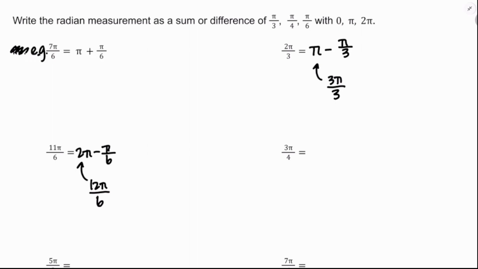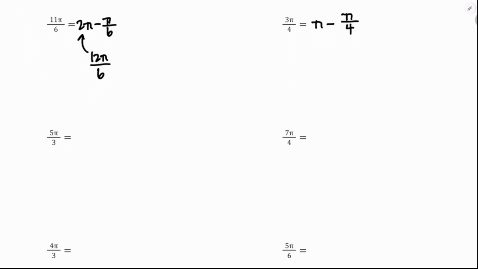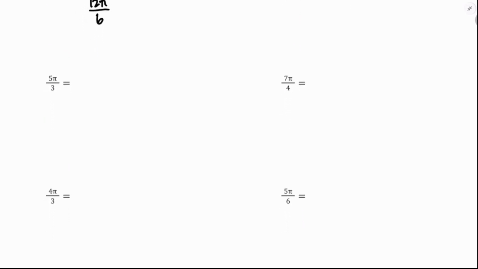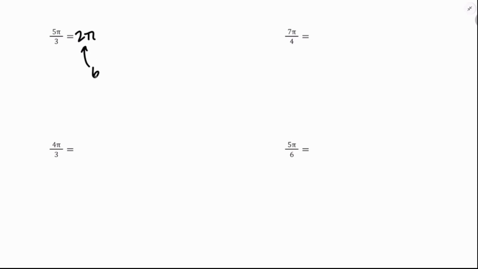3 pi over 4, that's 3/4, that's close to 1, so that's going to be 1 pi minus 1/4 of pi. Would give me 3/4. Okay, 5 pi over 3, let's see. You can go either way, especially if you're comfortable with the idea of 2 pi over 3. But since it's more than 1.5, it's going to be closer to 2, because 5/3 is 1 and 2/3. So I'm going to say we've got 2 pi, and to put that in thirds, that would be 6 pi thirds. And I would subtract 1 pi over 3.